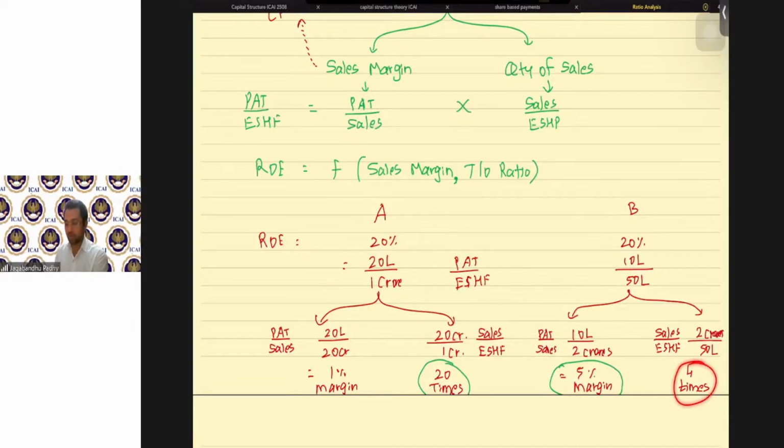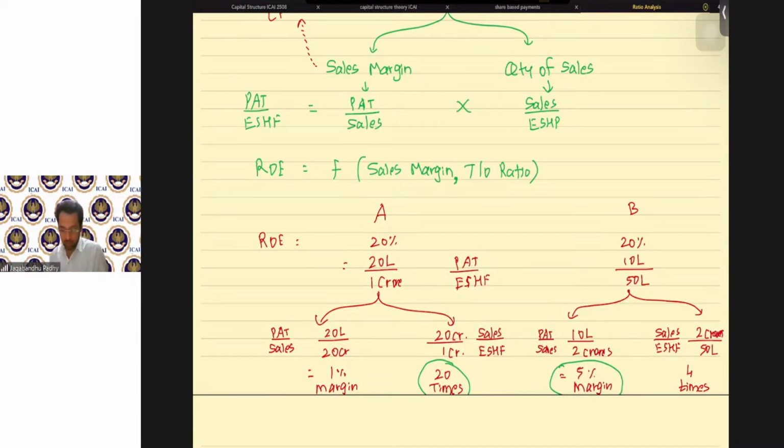Whereas company B should work on increasing the sales, maybe sacrifice some of the margin, but try to increase the sales because that will lead to an increase in return on equity. So as a consultant, if you were to advise company A and B on what they should do to increase their return on equity, they can work either on the turnover part or on the margin part.